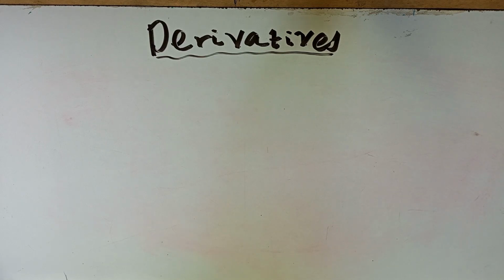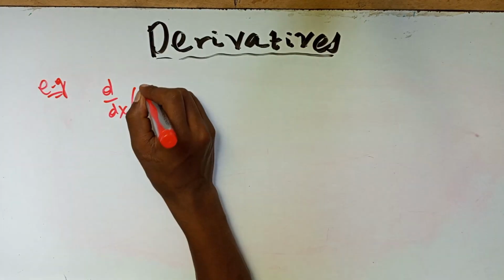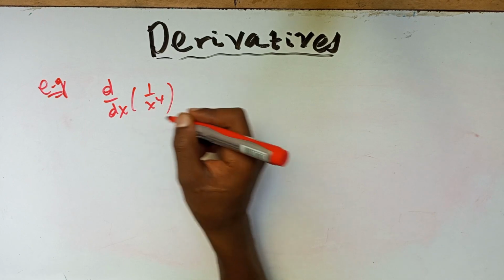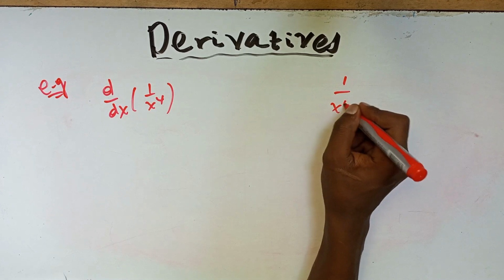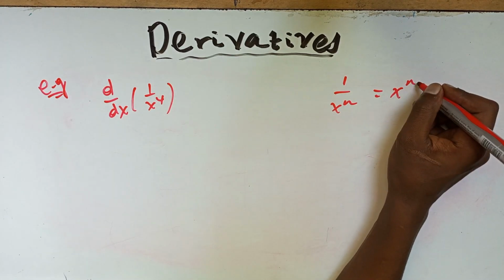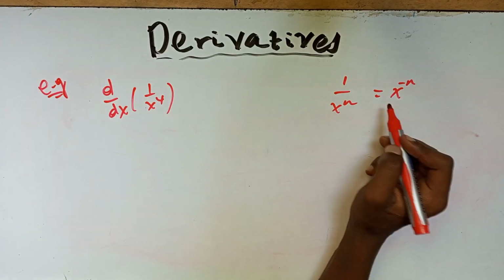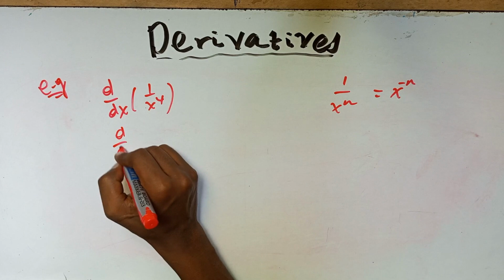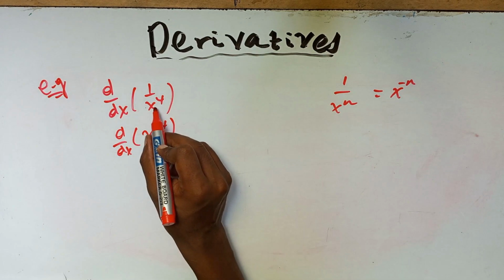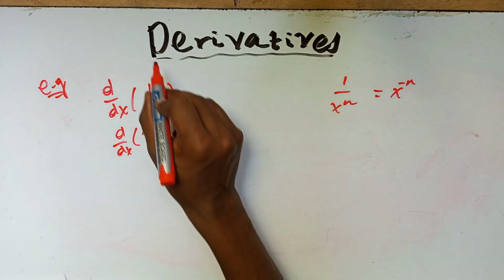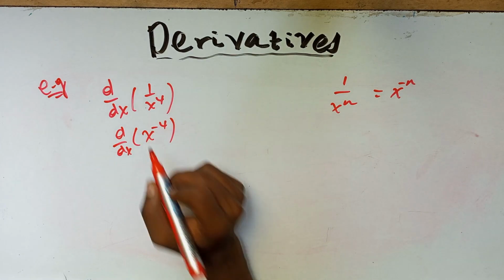So let's get started. Example: d by dx of 1 over x to the power of 4. One rule we have to remember is that 1 over x to the power of n equals x to the power of minus n. So we have to change this to the form d by dx of x to the power of minus 4. We take this from the lower part to the upper part and we change the positive power to negative.